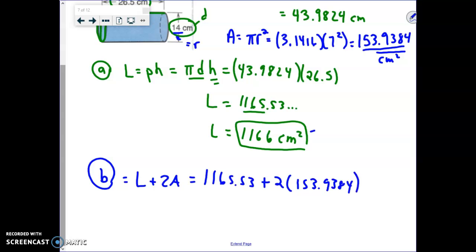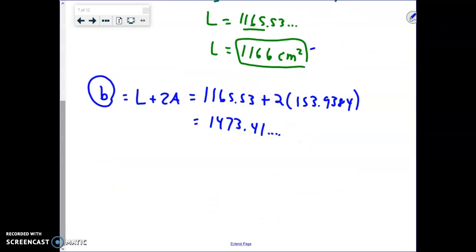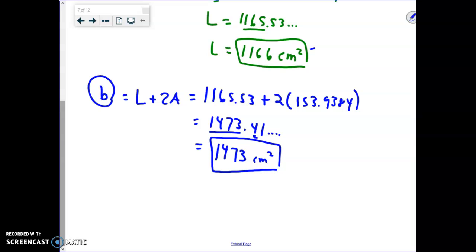So, if we do that, and we add all that up, we get 1,473.41, and then you can, like I said, you can keep going. But again, ladies and gentlemen, a whole number, so that'd be this, 1,473. The 4 doesn't affect the 3 at the end of our whole number, centimeters squared. That's the total surface area. So good so far. If you don't understand something, then ladies and gentlemen, just go ahead and rewind this if you need to. And then finally C, we want to find the volume.